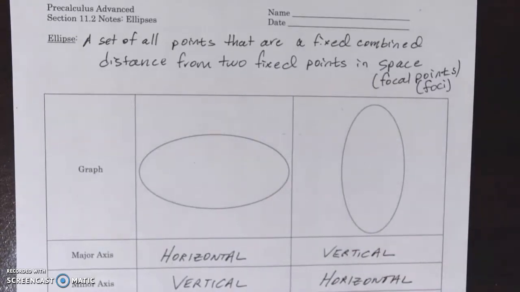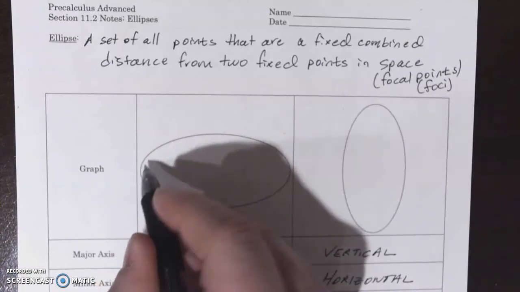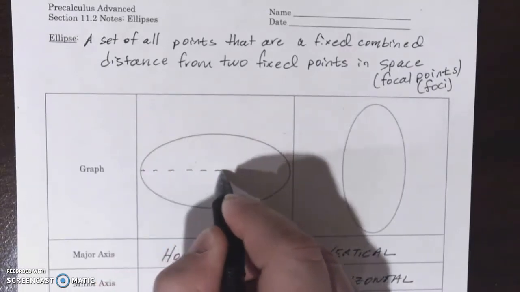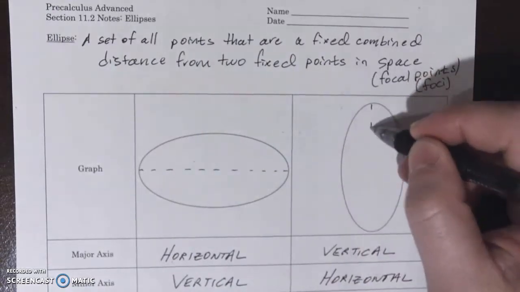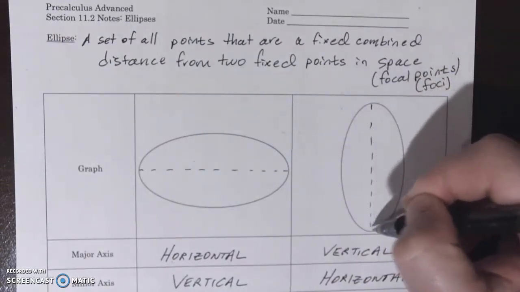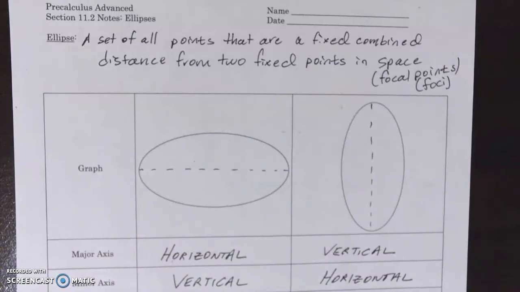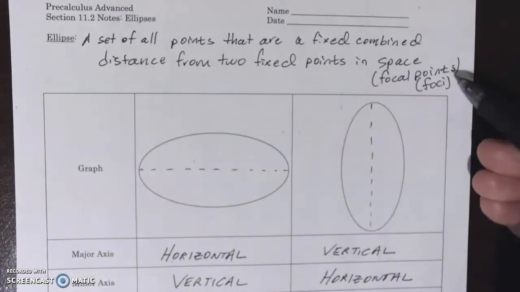Okay. Sometimes we put dashed lines here. We can do that here. This would be our major axis. This would be our major axis. It's important because the focal points will always fall on the major axis. Okay, the ones that we were talking about here, also known as the foci. We'll get to that momentarily.